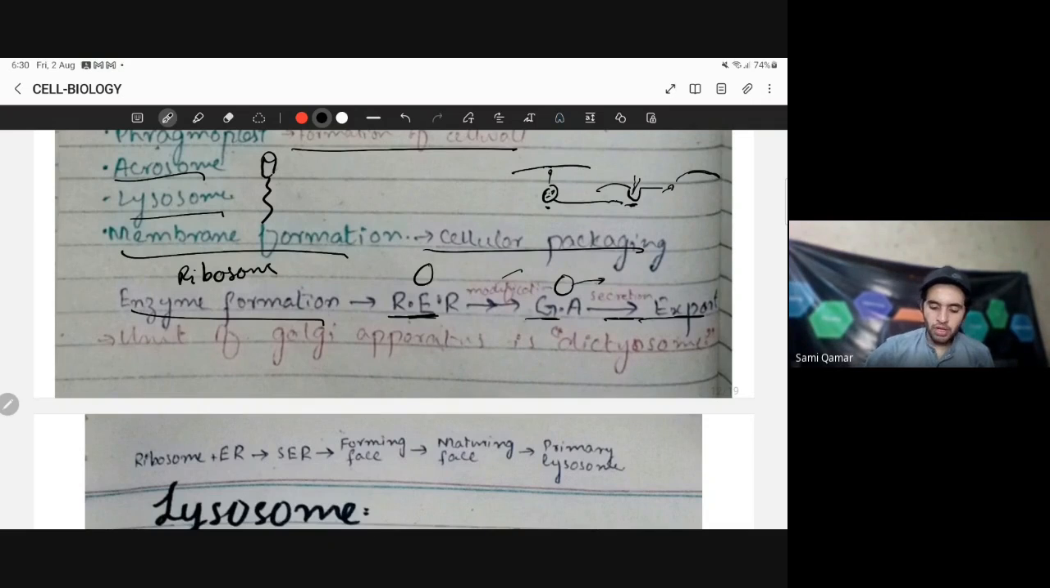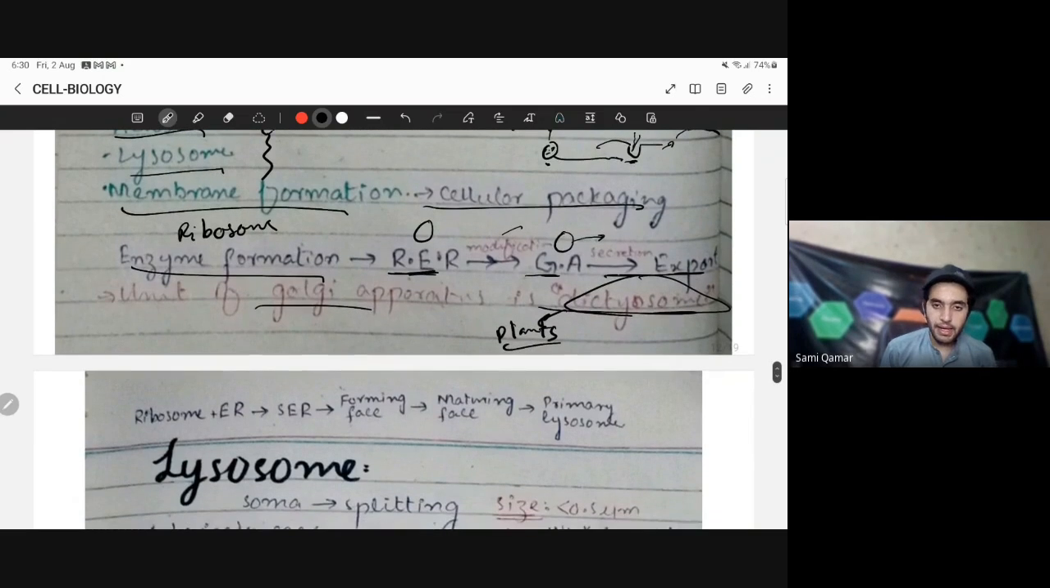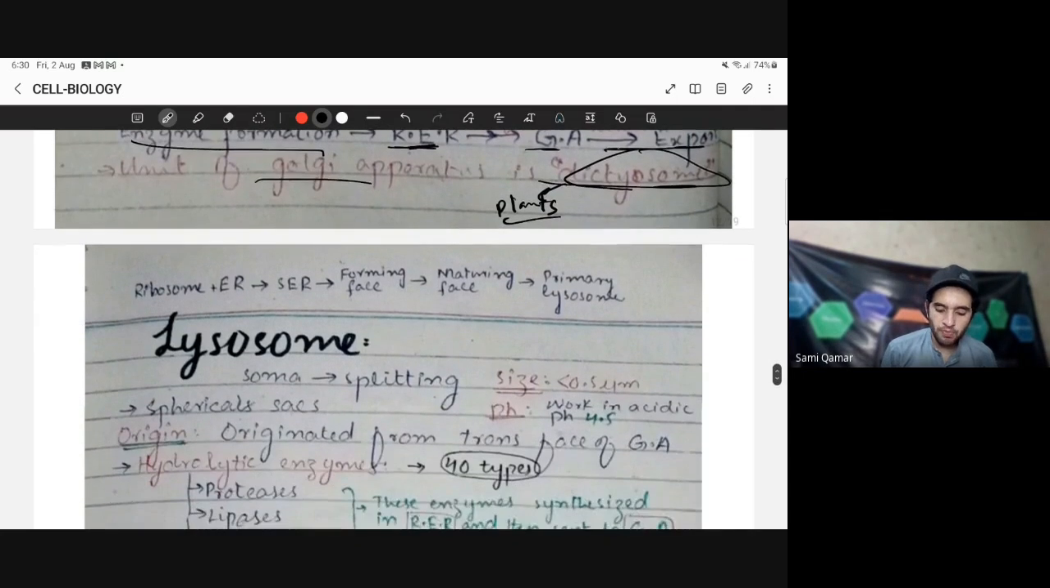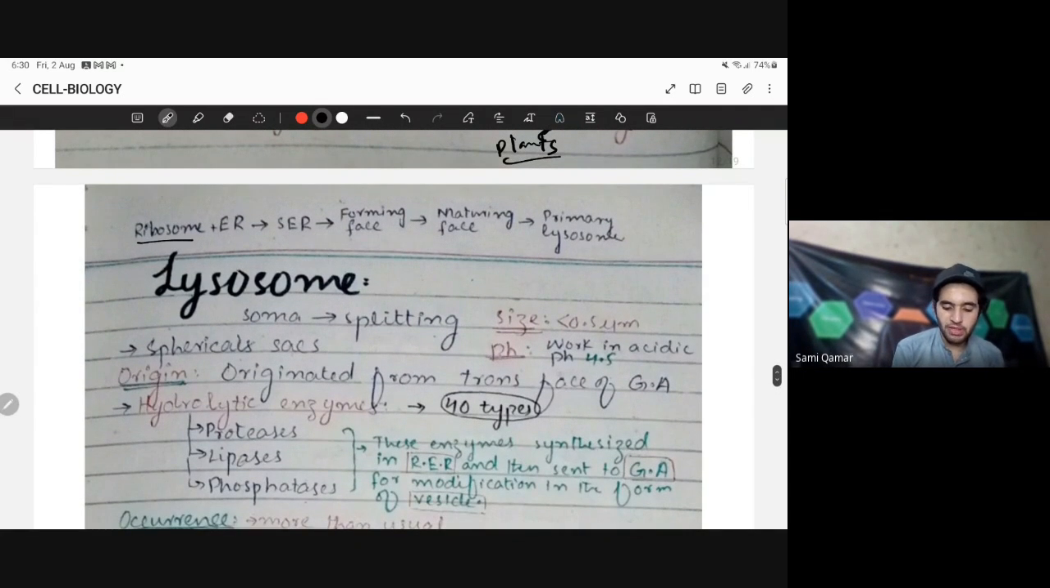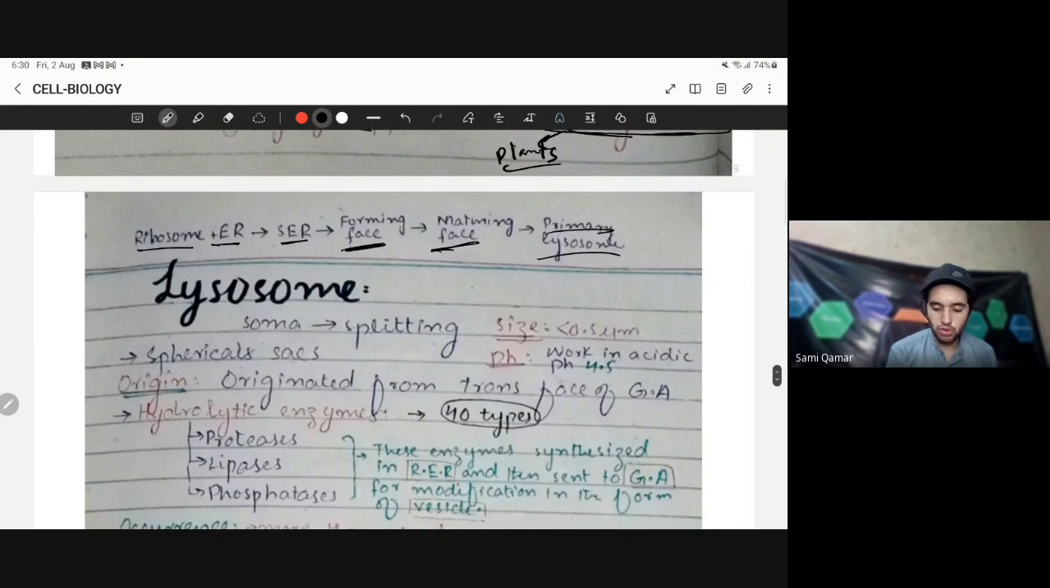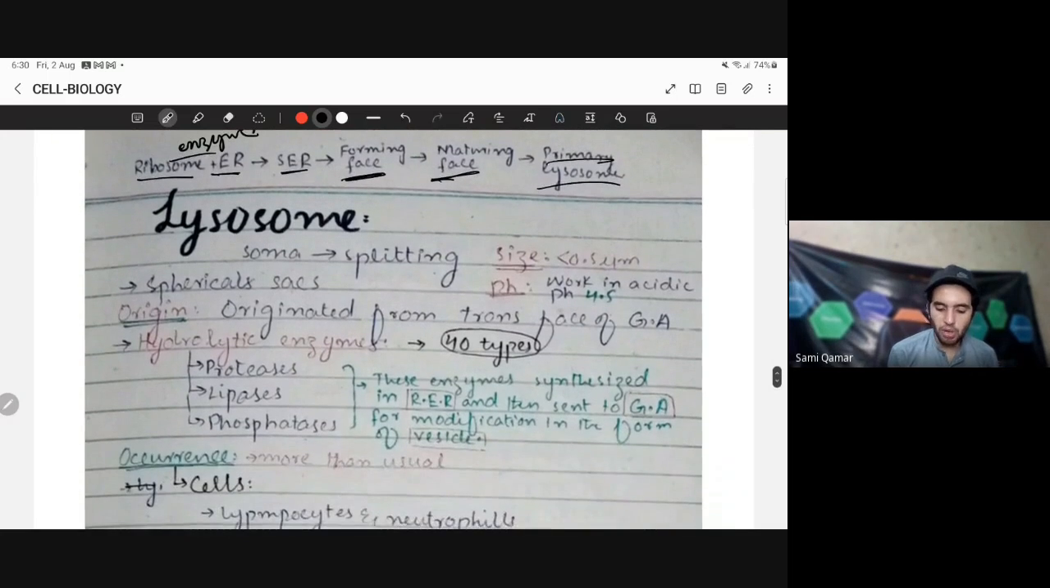Okay. So the unit of the Golgi apparatus in plants is the dictyosome. Now this is the actual problem. Ribosome plus endoplasmic reticulum, then smooth endoplasmic reticulum, then the forming phase of the Golgi apparatus, then the maturing phase of the Golgi apparatus, then the primary lysosome will form. This is the formation of the primary lysosome. The ribosome plus endoplasmic reticulum will form the enzymes, those hydrolytic enzymes. So let's talk first of all about the lysosome.